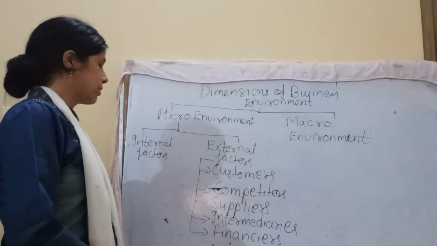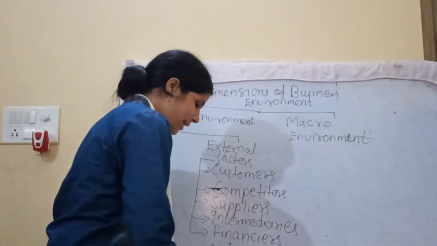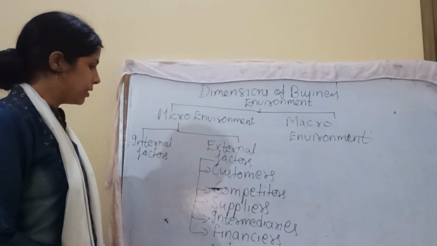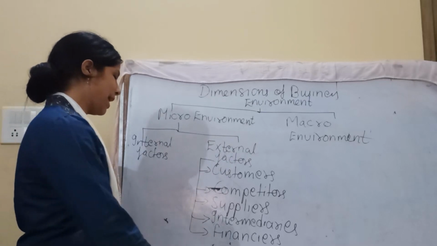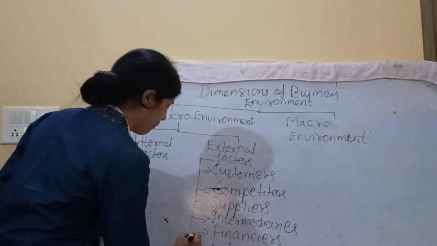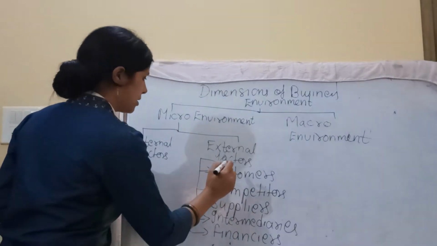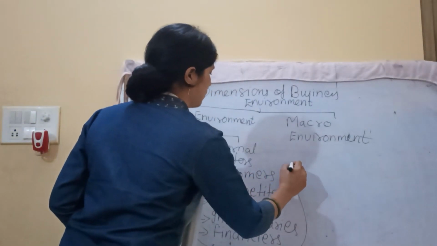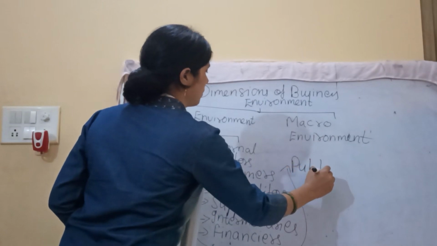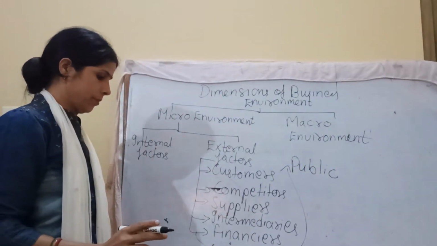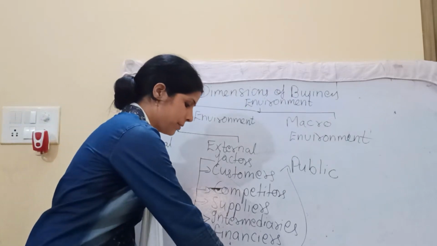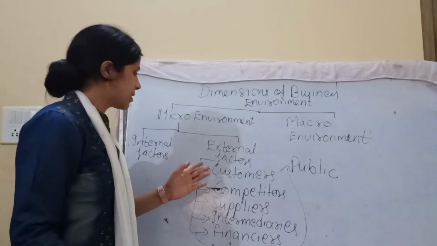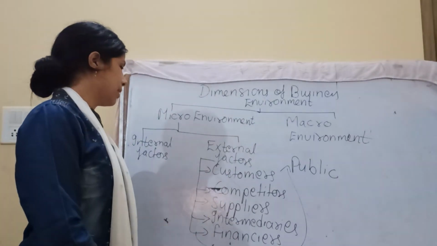The external factors contain customers, competitors, suppliers, intermediaries and financials. One more factor it contains, that is, public. Now let us discuss all these points separately.